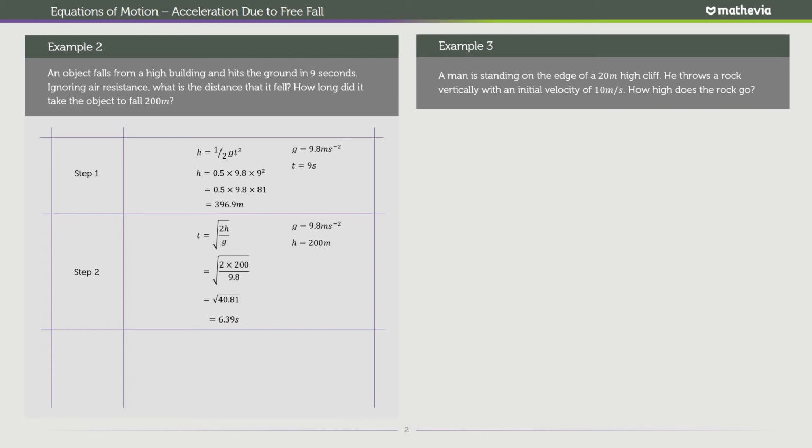Example 3, we have a man standing on the edge of a 20-meter high cliff and he throws a rock vertically with an initial velocity of 10 meters per second. Now, how high does the rock go?